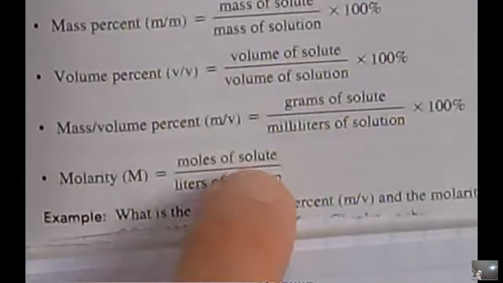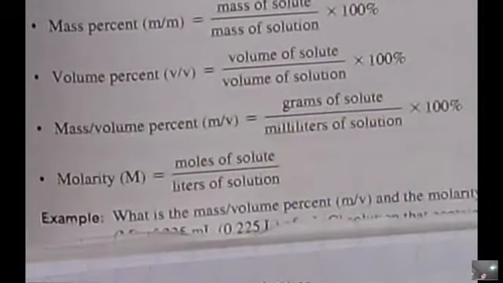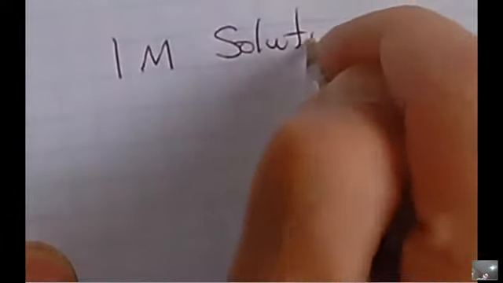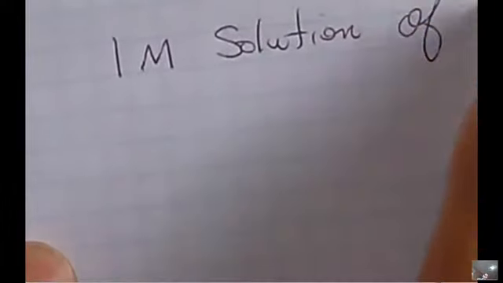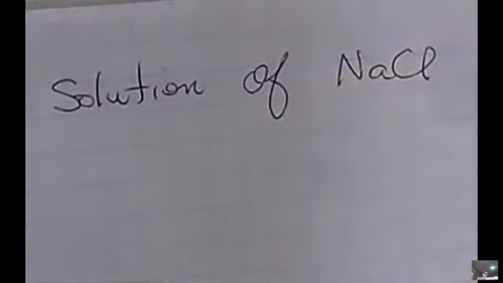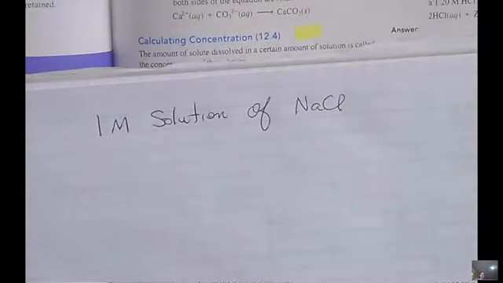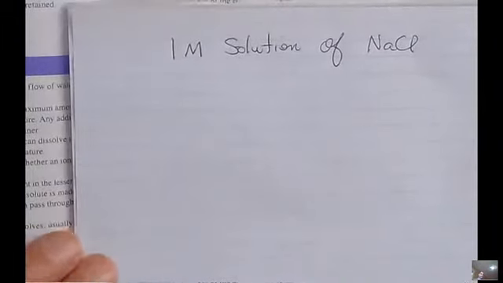Not liter of solvent, liter of solution. So if I want to make a 1 molar solution of NaCl, now, I'm going to make the easiest version. I'm going to make a whole 1 liter of it, but you don't have to make a 1 liter. Maybe you don't need a whole liter. Maybe you need a lot less. So you can scale it down, and I'll show you how to scale it down. But right now, let's keep it simple.